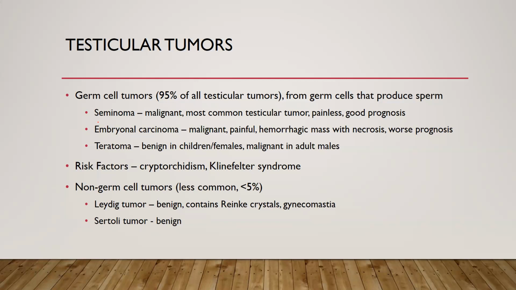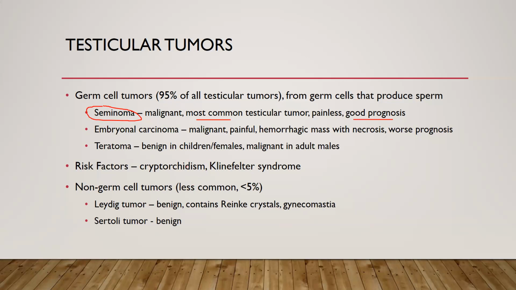Embryonal carcinoma is also malignant. It's more hemorrhagic and it has a worse prognosis. And a teratoma is benign in children or females, but malignant in adult males. Of these, I would know seminoma because this is the most common and it typically has a healthy, good prognosis over time.